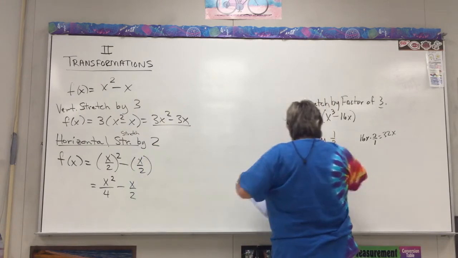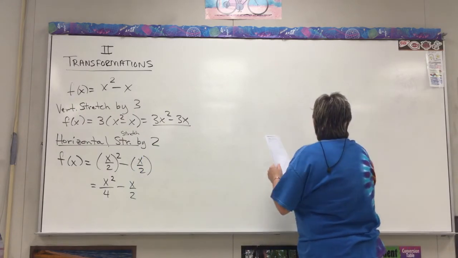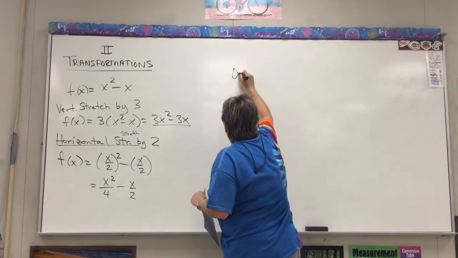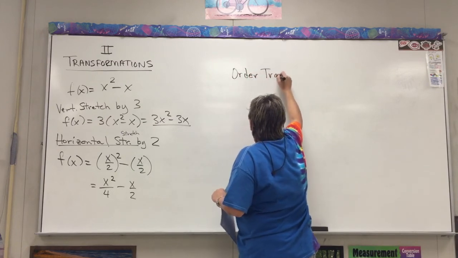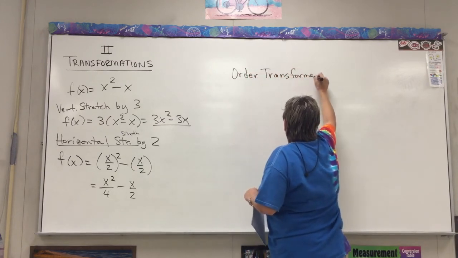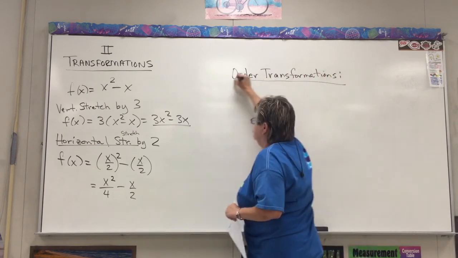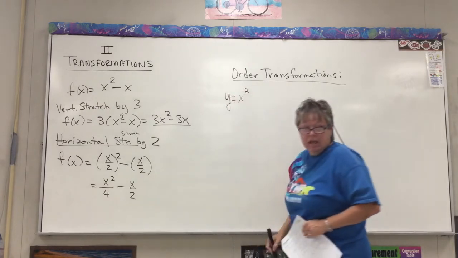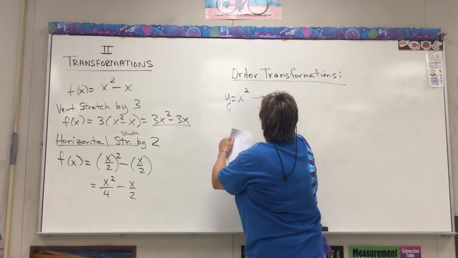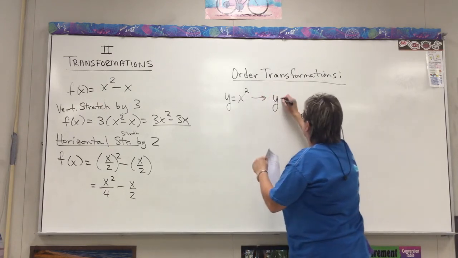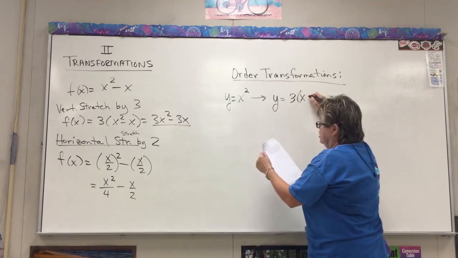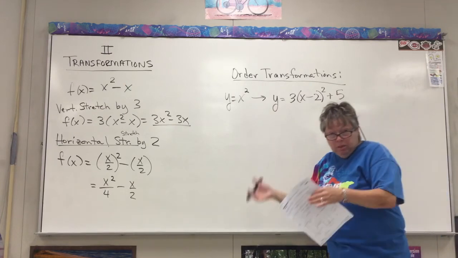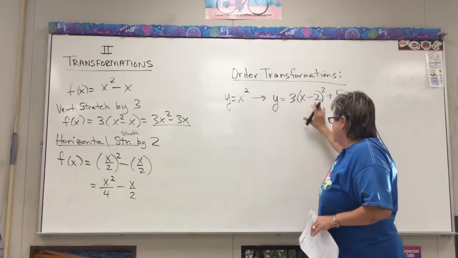Maybe one last comment here. Sometimes you may encounter a function that's already showing some transformations, and I might ask you to list in order the transformations that are happening. In other words, could you describe in words what's going on? Let's say you take your favorite parent function, x squared, and I have some transformations given: 3 times the quantity x minus 2 squared plus 5. I would ask you, could you tell me in words how this original parabola has been transformed?